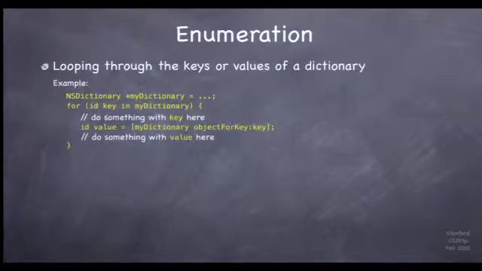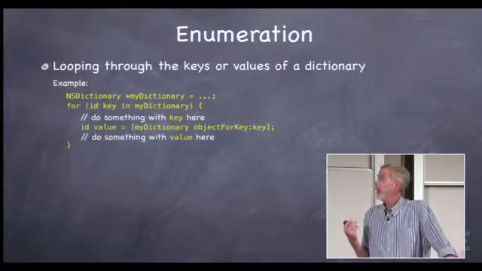Looping through the keys or values of a dictionary is exactly the same. So here I have a dictionary whose keys could be any kind of object. And so I say for id key in my dictionary.